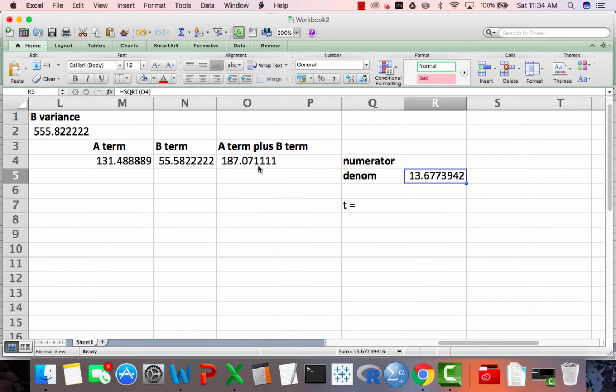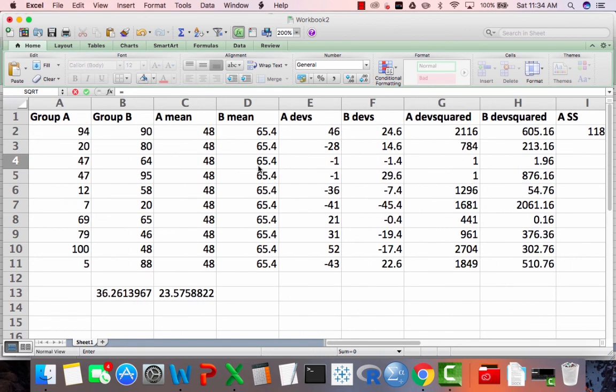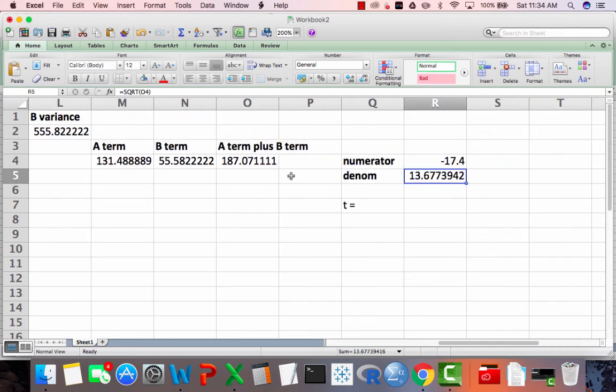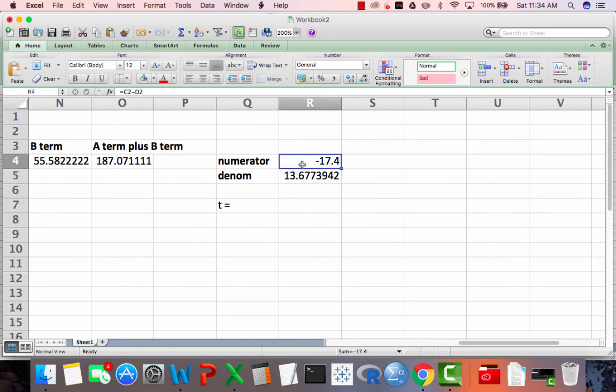That is our single number that represents how much within group variation is going on here in this two group t-test. And then we need to know the between group variation, and as I mentioned in the beginning, that between group variation is represented by just taking one of the means and subtracting the other mean from it. So that's our numerator, negative 17.4, denominator 13.677, etc. Notice that this is a negative number. If I had taken group B minus group A, it would be a positive number. For the sake of the mathematics, it doesn't really matter which one I put first.